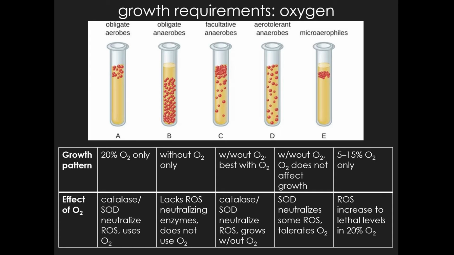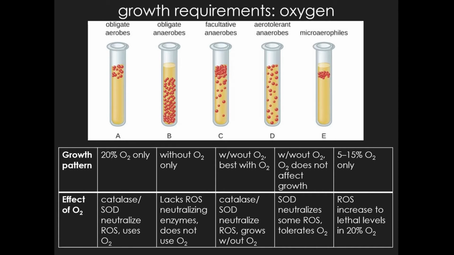The aerotolerant anaerobe can grow in the presence of oxygen, but it does not utilize the oxygen, so it doesn't increase its growth. And these guys have superoxide dismutase to neutralize the reactive oxygen species, but they either are fermentative, like genus Streptococcus, or they just don't grow preferentially with oxygen because they lack catalase.